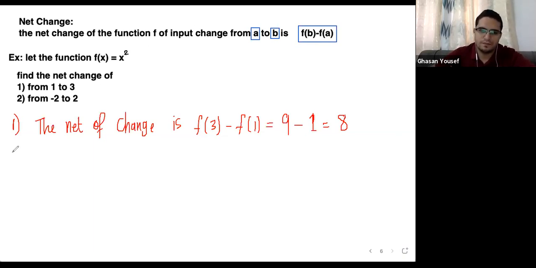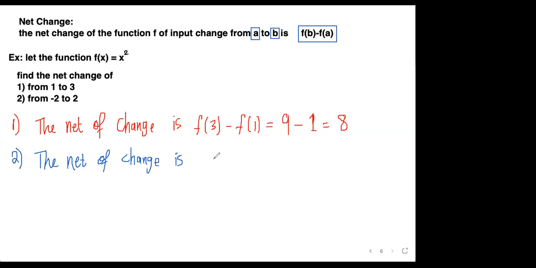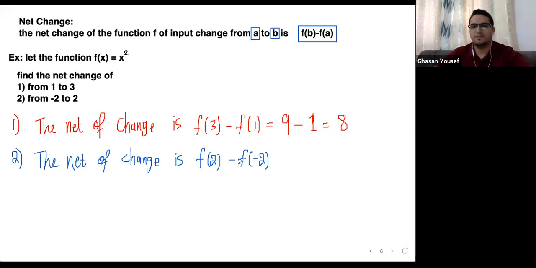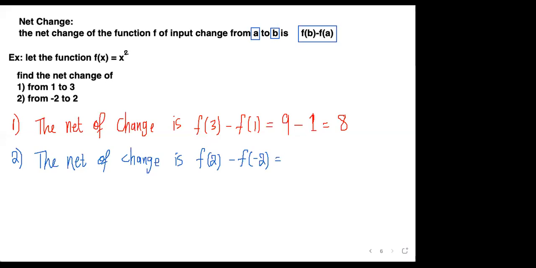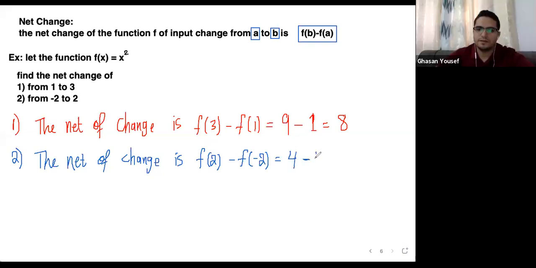For the second part, from -2 to 2, what is the net change? That would be 2 squared minus -2 squared. Yes, exactly. f of 2 minus f of -2. What is f of 2? Plug inside the function. 4. 4 minus 4, and the answer is 0. So the net change of the second one is 0, and for the first one it is 8, 9 minus 1. Any question for the net change?